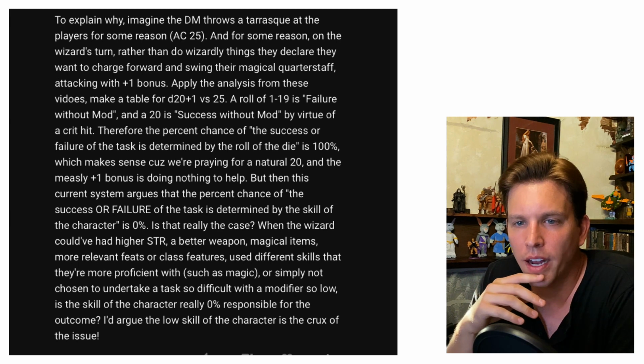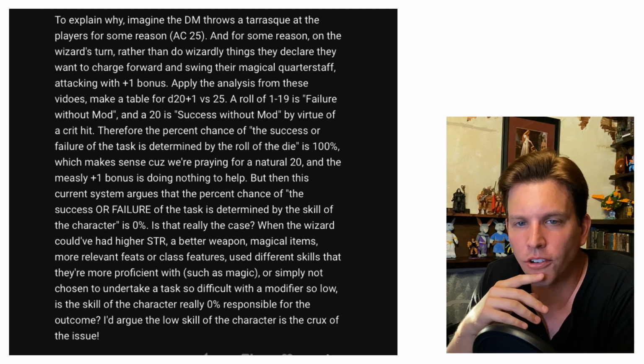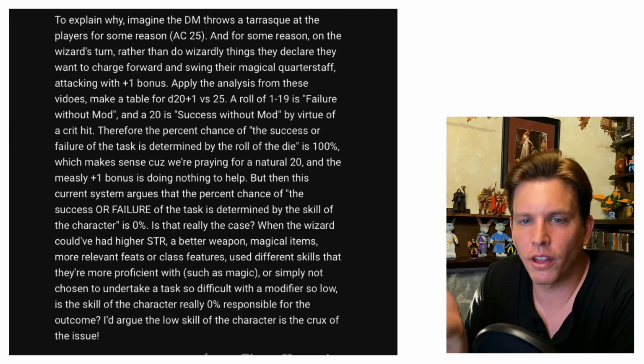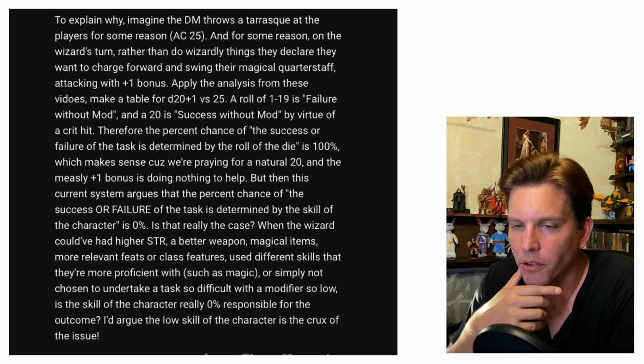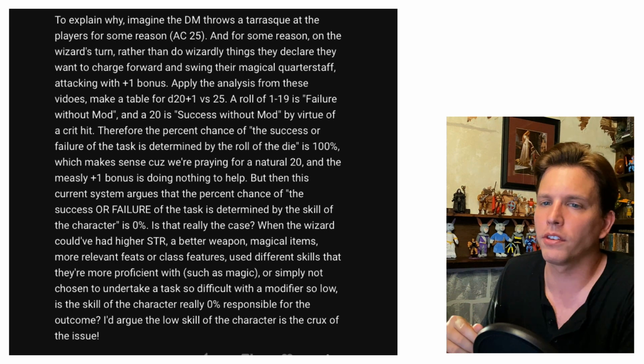When the wizard could have had a higher strength, a better weapon, magical items, or more relevant feats or class features, used different skills that they are more proficient with, such as magic, or simply not chosen to undertake a task so difficult with a modifier so low, is the skill of the character really 0% responsible for the outcome? I would argue that the low skill of the character is the crux of the issue. I think all of this is important stuff to think about.